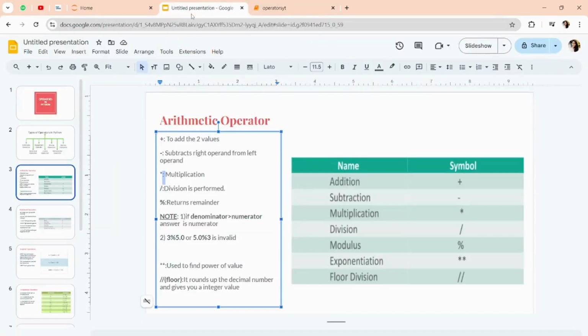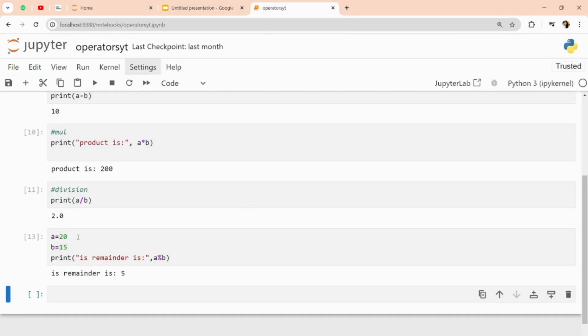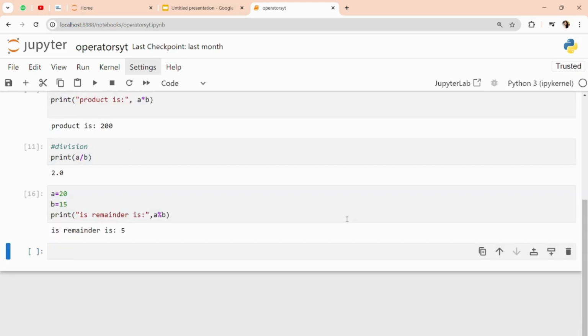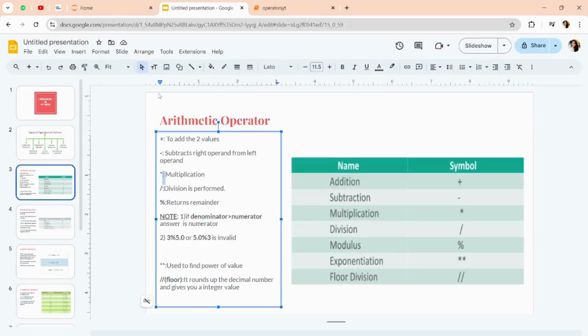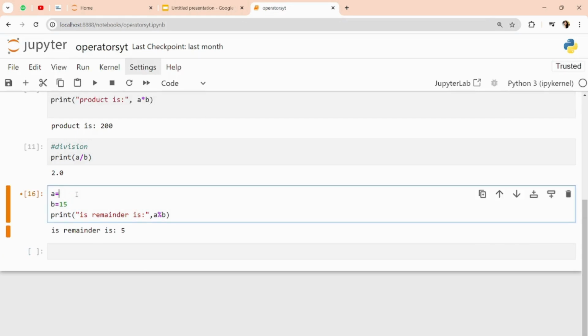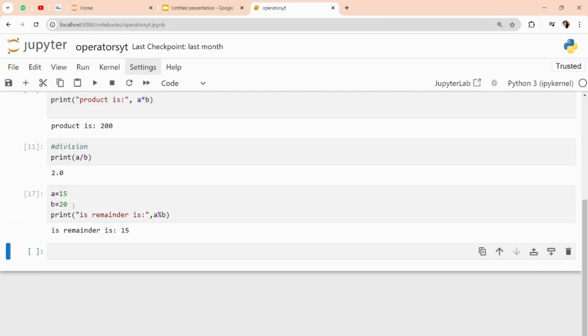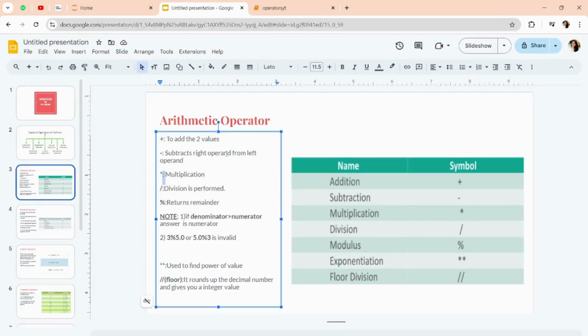So let's check the two conditions also. Like if the denominator is greater than numerator. So the first notice, if the denominator is greater than the numerator, the answer will be the numerator itself. So let's check out. So I will just interchange this, like I will give this 15 and I will give here 20. So here the numerator is the 15 and this is the denominator. So the answer will be the numerator, 15. So let's check. Yeah, we got the answer 15. So if the denominator is greater than numerator, the answer will be the numerator.